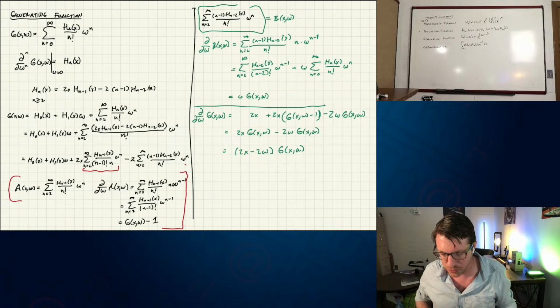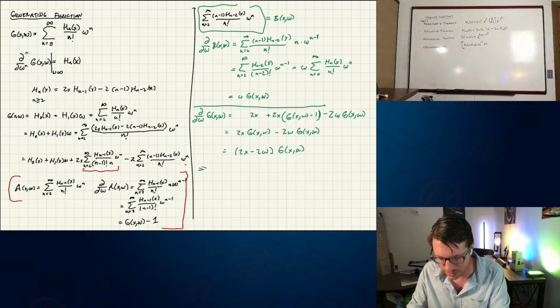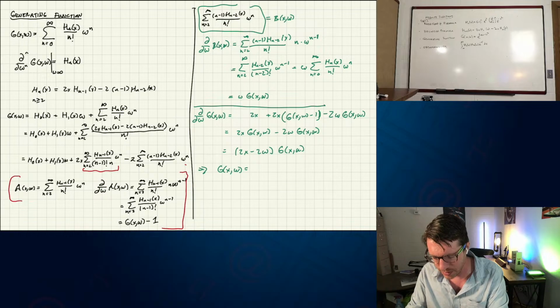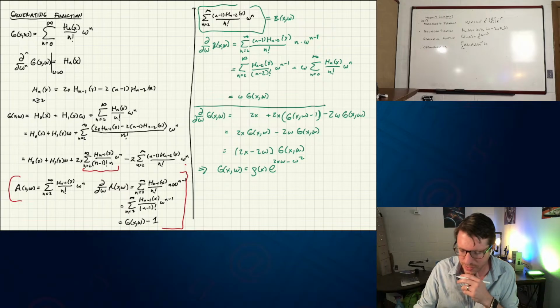So we actually have a nice differential equation in terms of w, and so this quickly tells us that we have g(x,w) is equal to some, let's say, rho in terms of x times e to the, did I make a mistake here? Yeah, 2xw minus w squared. All right, just try and invert the chain rule there.